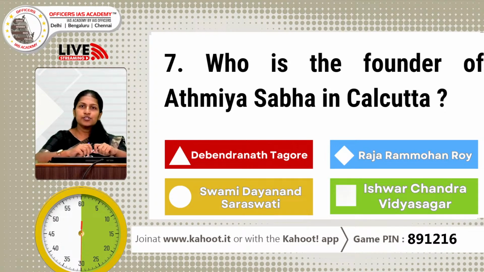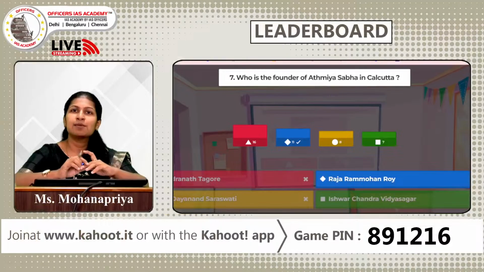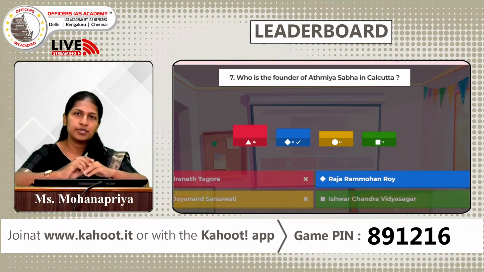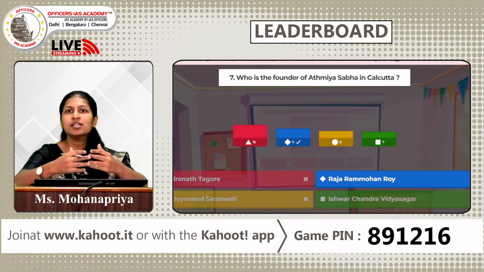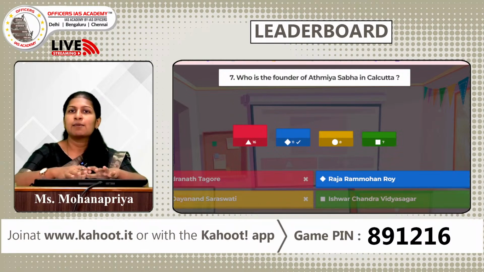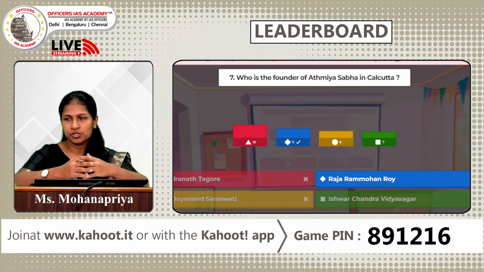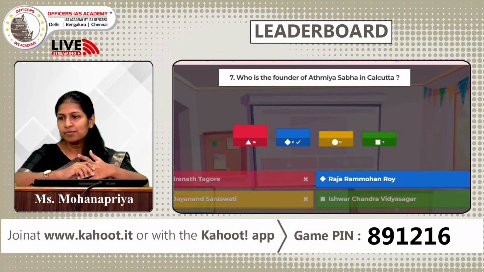So the answer to this particular question is Rajaram Mohan Roy. So Atmiya Sabha was established in the year 1815 by the person called Rajaram Mohan Roy. So as we all know, he is a social reformer, and the ultimate objective of establishing this Sabha was to bring in debates and discussions in the society about different topics that will bring in a social reformation. And this Atmiya Sabha later on paved way for the development of this Brahmo Samaj.